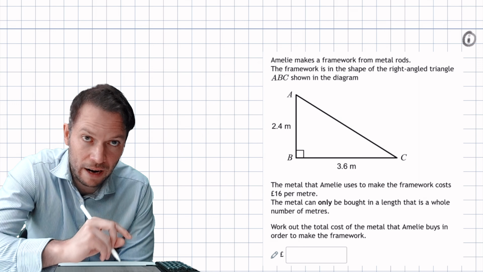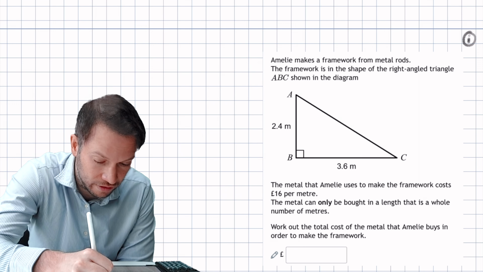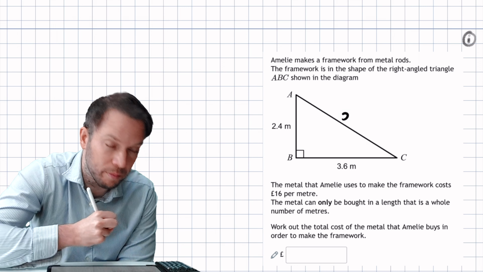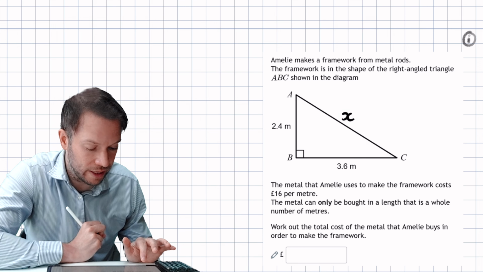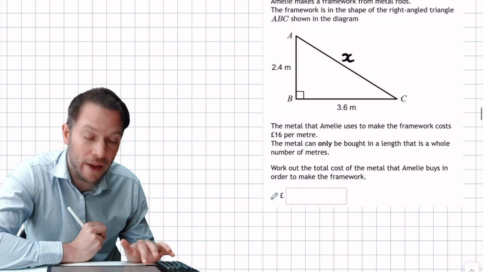But we could use Pythagoras theorem to work out the length of AC. So let's just call that x for the moment. If we don't know what it is, just call it x. And we're going to use Pythagoras theorem to work out x. So remember, we can use Pythagoras theorem.